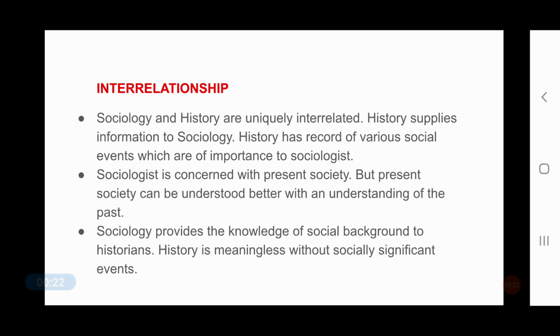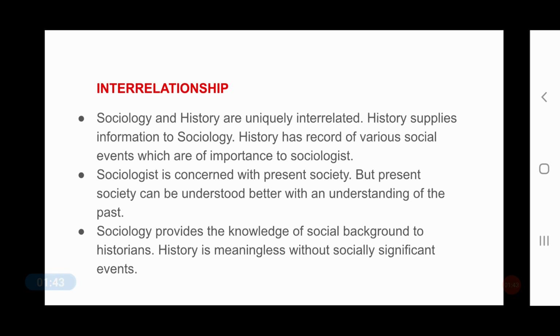So we all know by now that history is a record of the events that have happened in the past. Now what happens is that history basically supplies information to sociology as well as various other social science disciplines. Say for example, history has a record of every society and the stages through which society has progressed. History also has a record of the various practices, the social institutions, the cultures, the values and customs which were followed during a particular period of time.